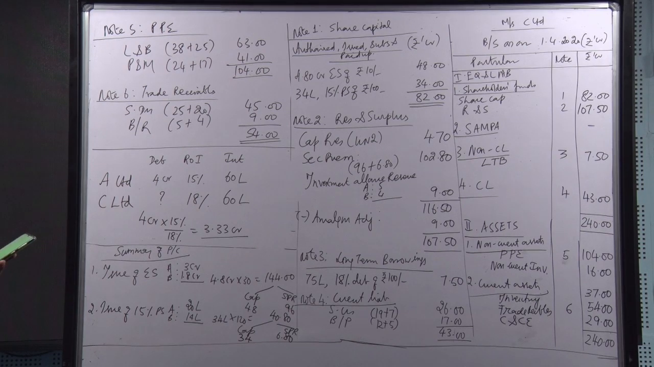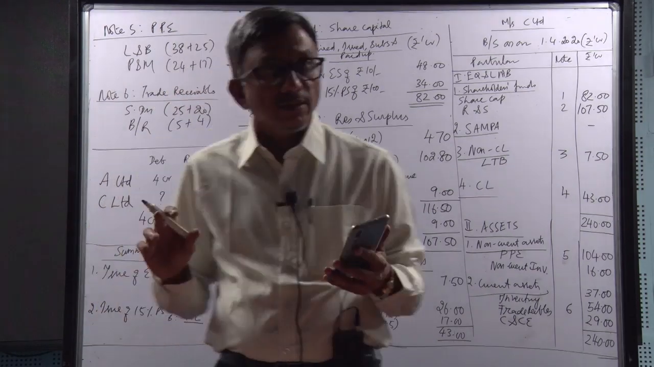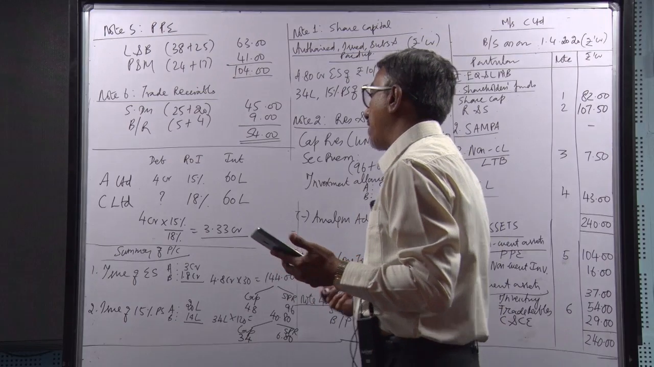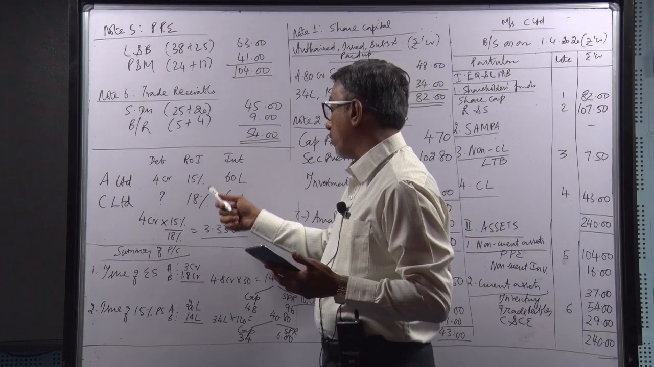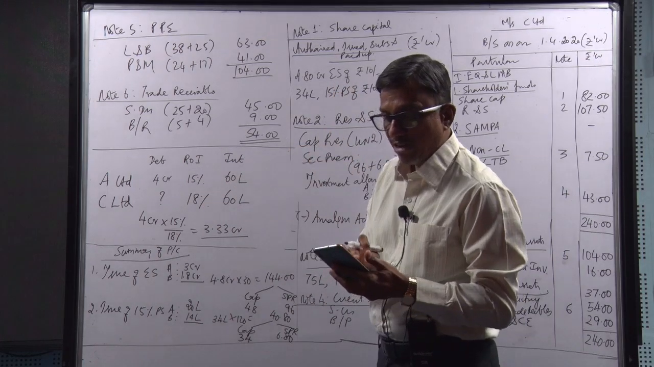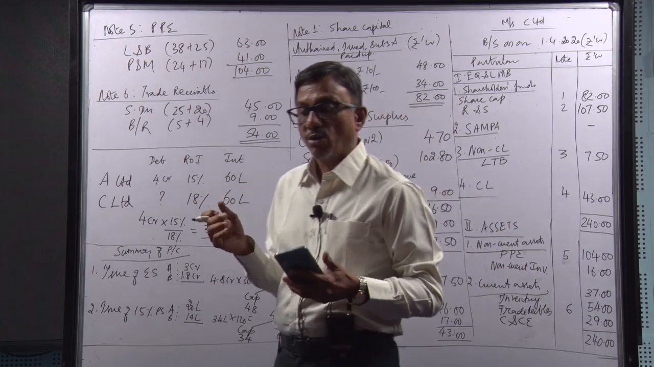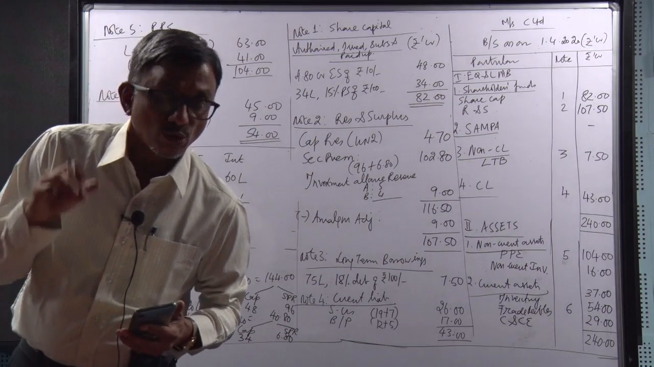So whatever interest they got in A Limited, 60 lakh, C also gets 60 lakh. The rate changes, what will happen? The value of debentures issued will be less. 18% equal to 3.33, 15% equal to 4 crore. Same way you have to do this for debenture holders of B Limited also. In B Limited, it is 5 crores.